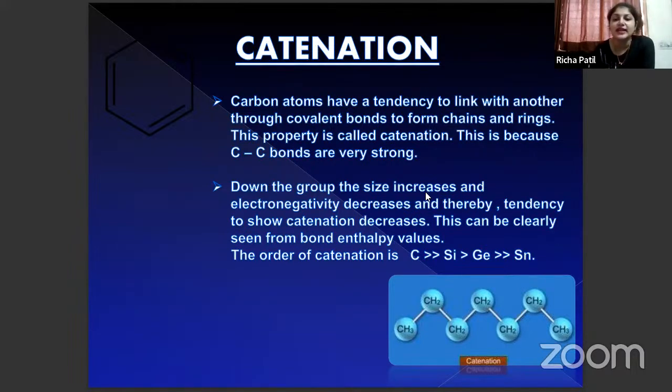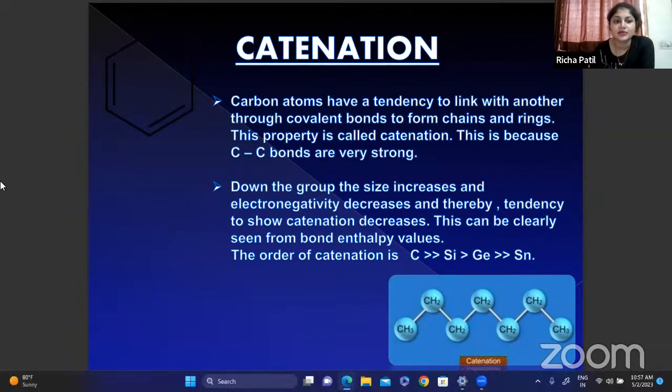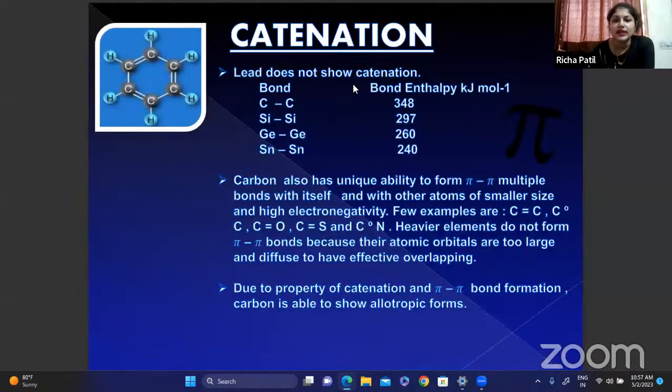Down the group, the size increases and electronegativity decreases. So the tendency to show catenation decreases. The order of catenation is carbon is greater than silicon, is greater than germanium, is greater than tin. Lead does not show catenation.